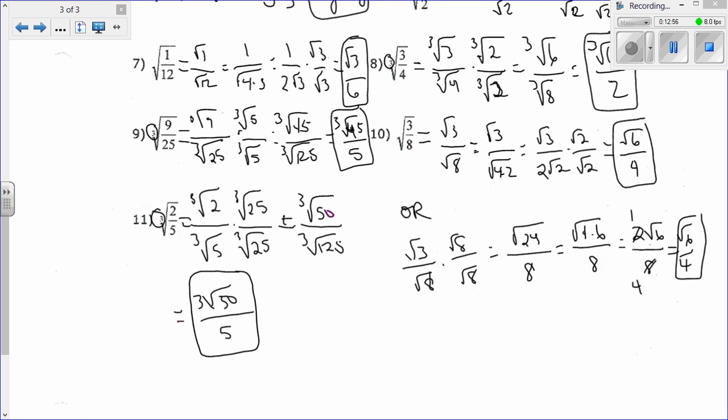Now the ones I expected you would have the most difficulties with would be 8, 9, and 11. The other ones shouldn't be so bad. Remember, the key is to multiply by 1 in disguise to get rid of your denominator that has a radical in it, and that's called rationalizing the denominator.